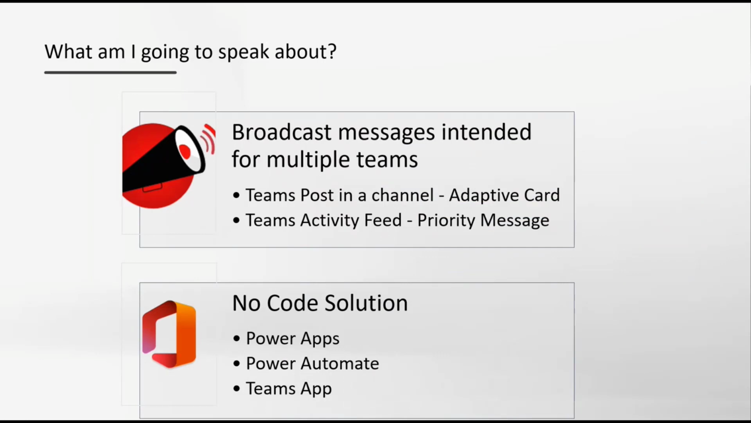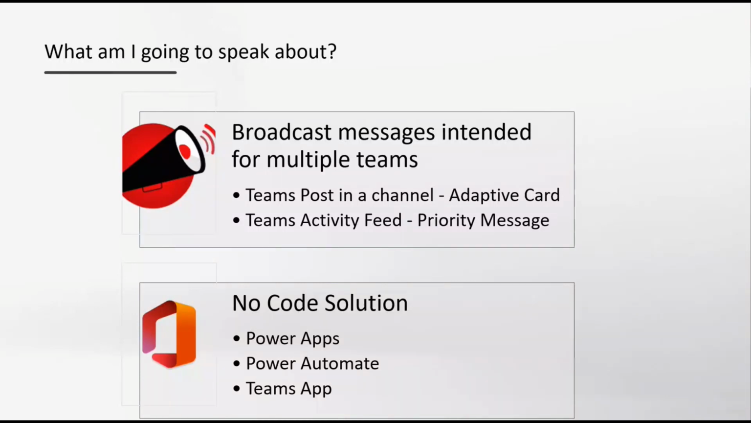So what am I going to speak about? It's a solution I've built using Power Apps, which has the capability to broadcast messages intended for multiple teams. What makes this different is that in Microsoft we only have connectors which can send a message from Power Automate to a team. This one will help you: even if you're not a member of a team, you will be able to send a message from this app. This app is going to send an adaptive card in a Teams channel, and it's also going to send a custom activity feed notification for priority messages. It is a completely no-code solution.